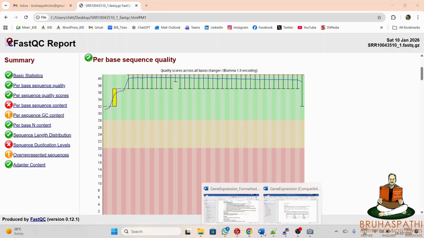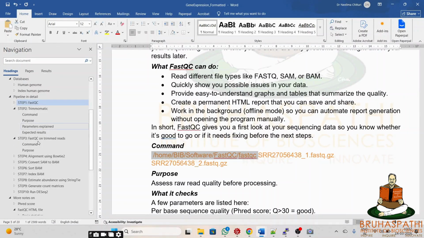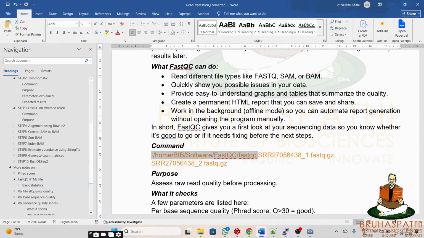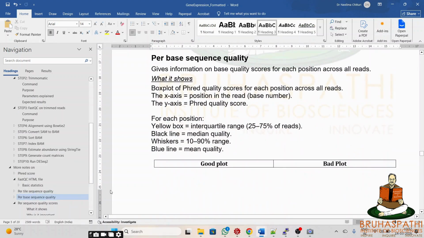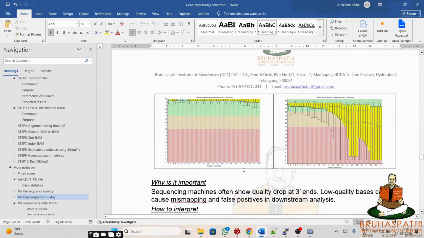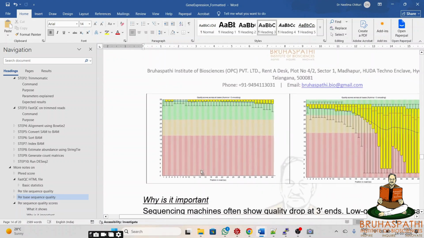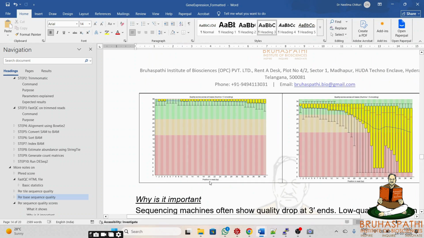Let's see some more examples. How does it look? This is a documentation which we have made. This is the per base sequence quality, the same thing which we have seen now. Across the length, at the first position, the average quality. Second position, average quality. Across all the positions, across all the reads, the quality is maintained well. Everything is from 32 to 38. The Phred score is maintained.